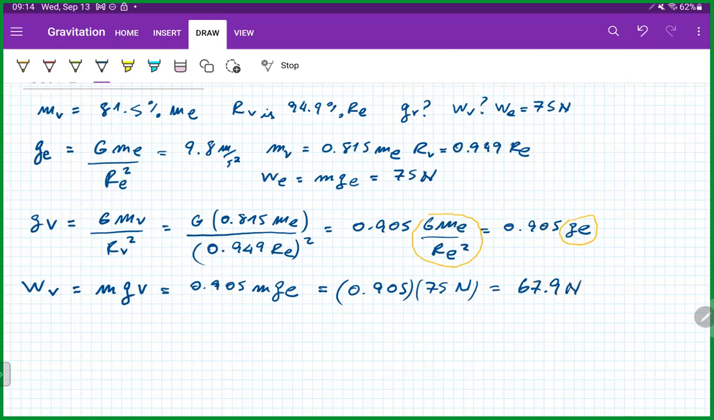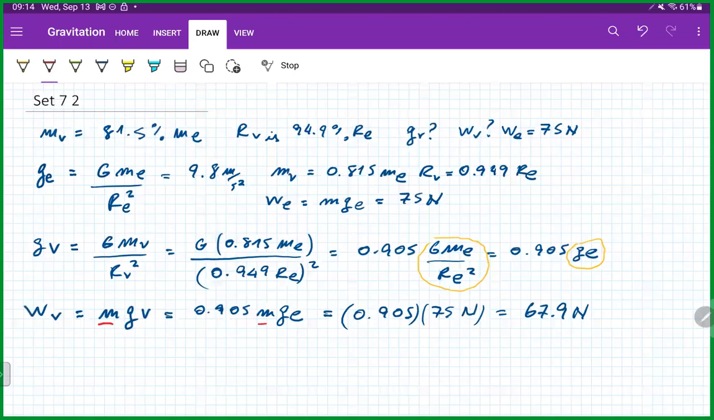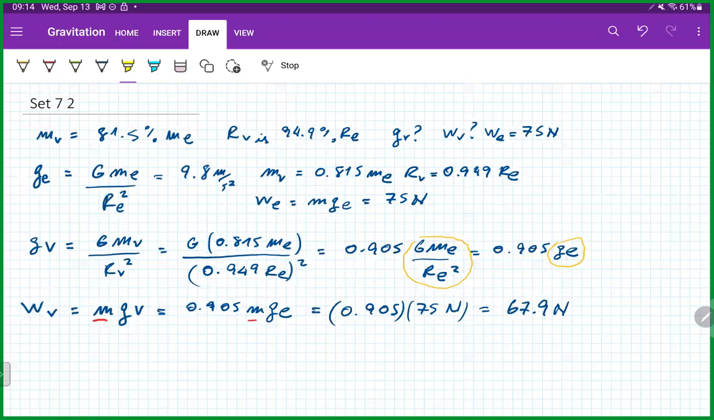All right. As you can see, it's not necessary to calculate the mass of the rock, right? Because you're just getting a relationship between the gravity of the Earth and Venus, and the gravity in Venus. All right. Let me highlight those. So this is one, and this is the other result.